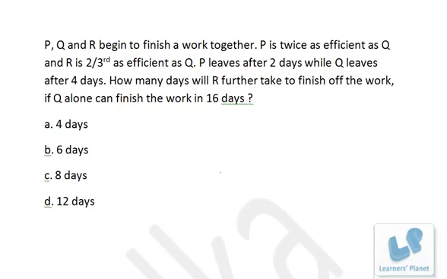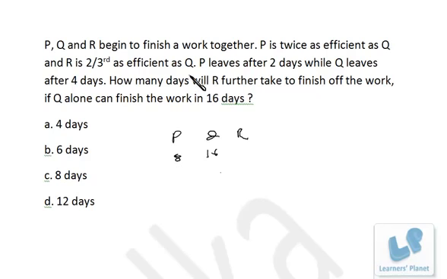That means Q all alone can finish up the work in 16 days. And P is twice as efficient. That means he'll be taking half of the days taken by Q. That means P will be taking 8 days. Right? So that's P, Q and R. Q 16, P 8. Now R is 2/3 efficient as Q.